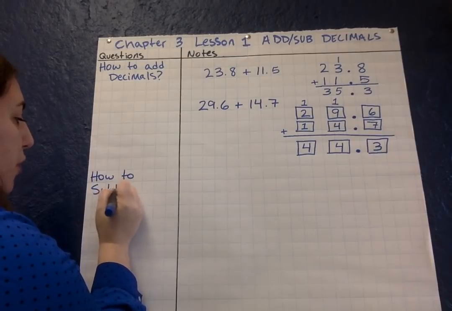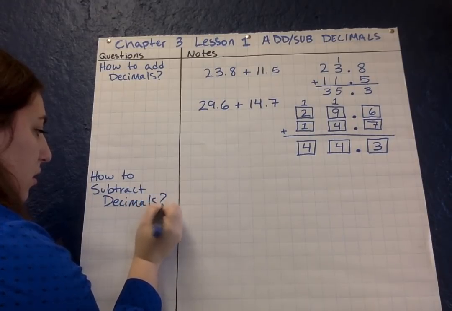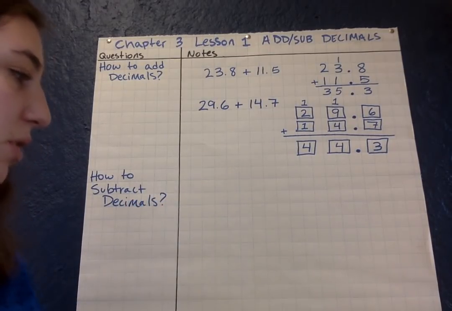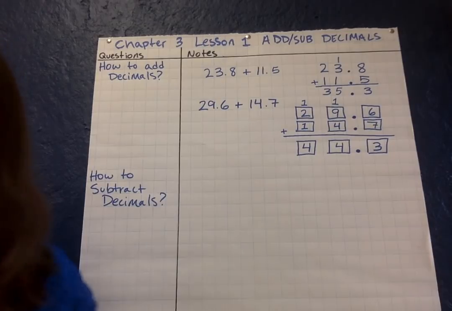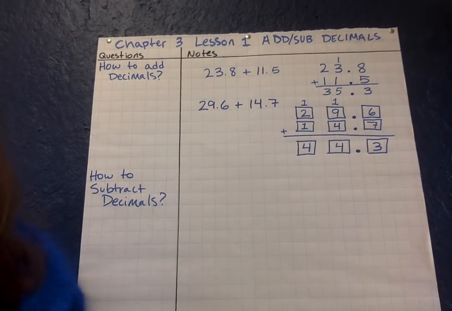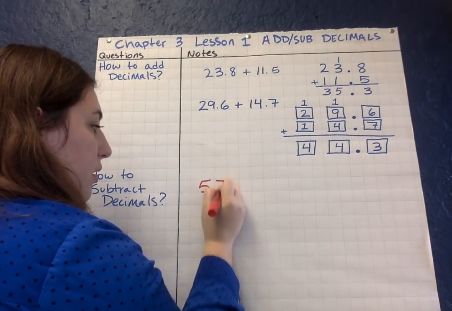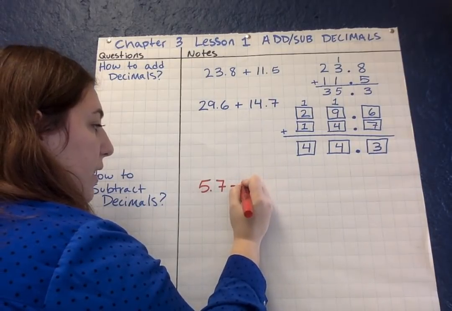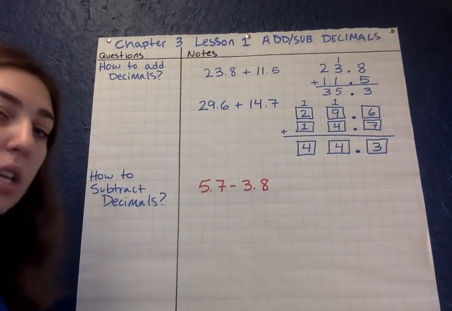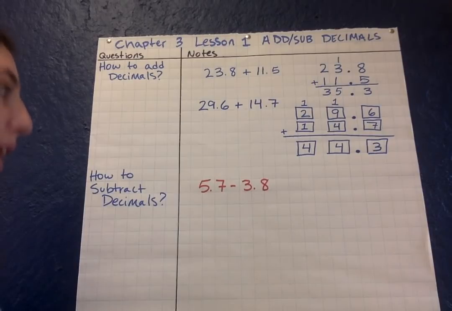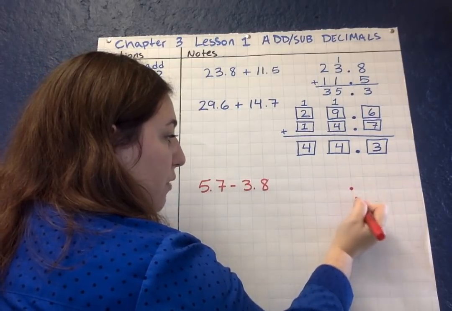So how to subtract decimals. Okay, so we're going to do the same thing but using subtraction. Okay, so let's try something like 5.7 minus 3.8. Okay, so 5.7 minus 3.8. I'm going to line it up to make sure that my decimal is lined up correctly. So I'm going to put my decimals right here.